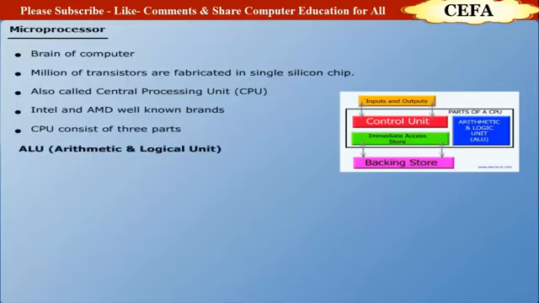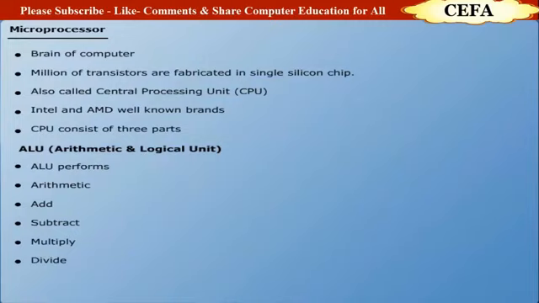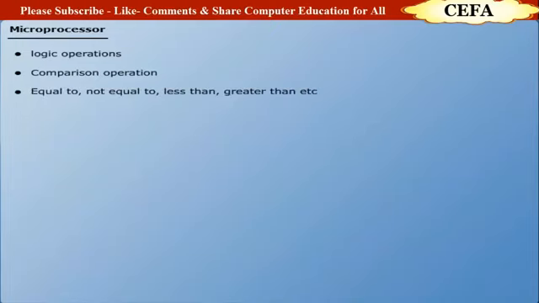Microprocessors consist of the following different components: ALU or Arithmetic and Logical Unit. The arithmetic and logical unit is an important part of the CPU. It has the capability to do arithmetic and logical operations. Arithmetic operations are simple mathematical operations like addition, subtraction, multiplication, or division. Logical operations perform comparison operations like equal to, not equal to, less than, greater than.